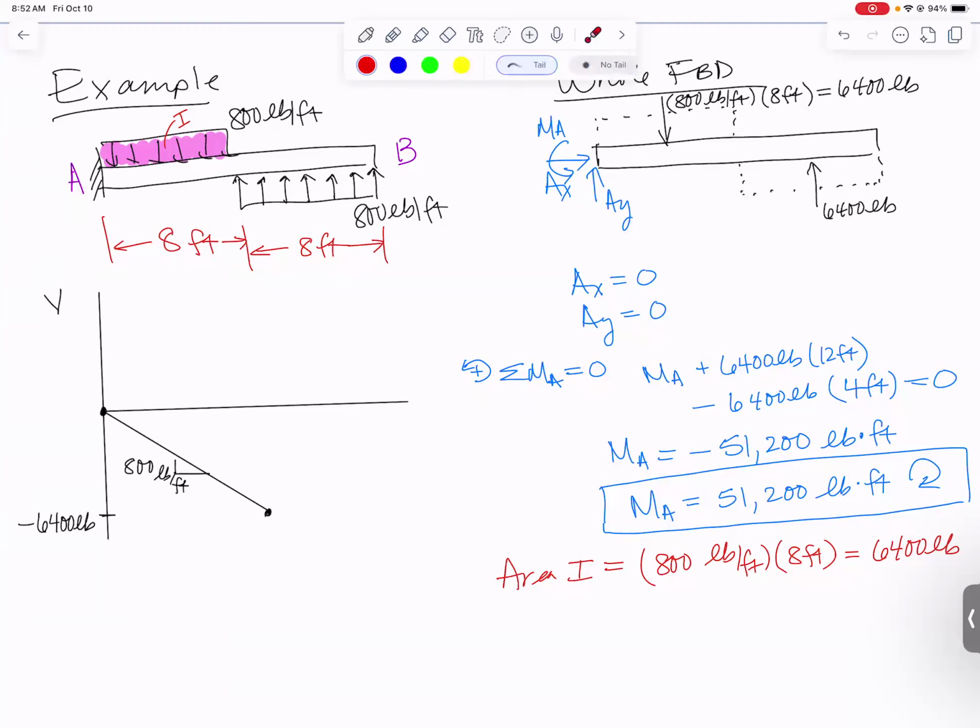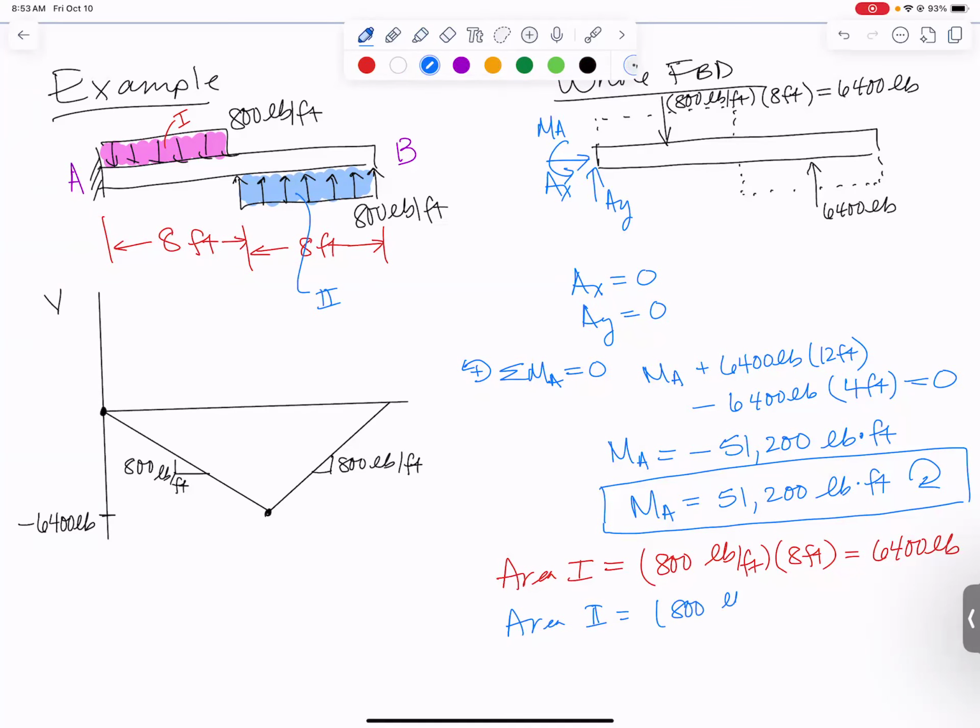Now what happens at the middle of the beam? All of a sudden the distributed load acts in the opposite direction. So we've got to go now uphill. There's our new slope, also 800 pounds per foot, but we're going back upwards. And if we want to figure out how much of a vertical change in V we have going from that point to that point, we would need the area under this other distributed loading. Call it area 2, and we can calculate that. It's again 800 pounds per foot times 8 feet, which is again 6,400 pounds, which makes sense.